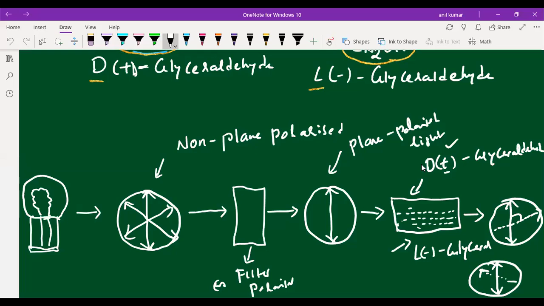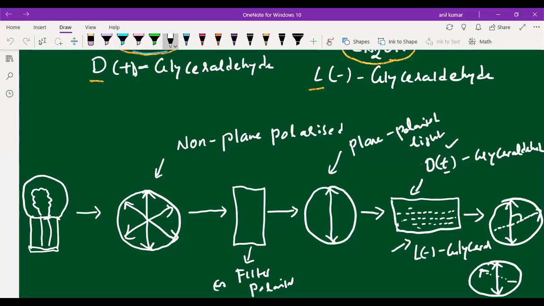Optical activity is nothing but certain organic compounds having the ability to rotate plane polarized light. It may rotate to the right side direction or to the left side direction. If a compound rotates to the right side, we call it dextrorotatory. If it rotates to the left side, we call it levorotatory. For example, D plus glyceraldehyde will rotate to the right side direction, and L minus glyceraldehyde will rotate to the left side direction.